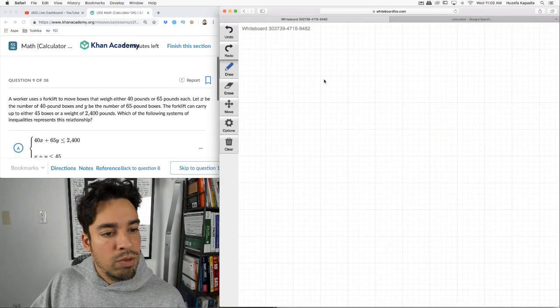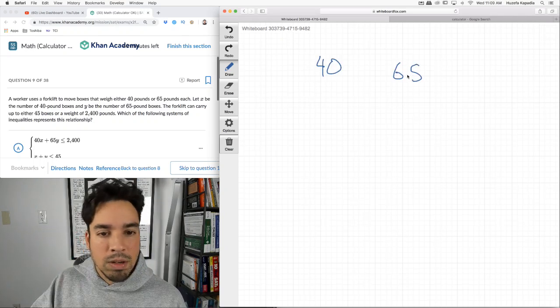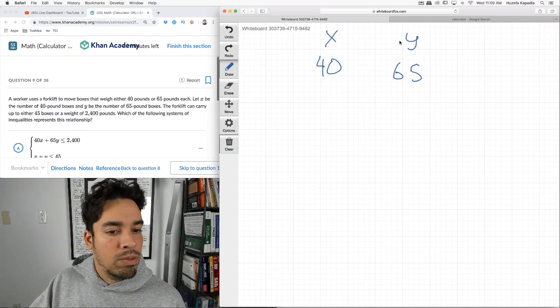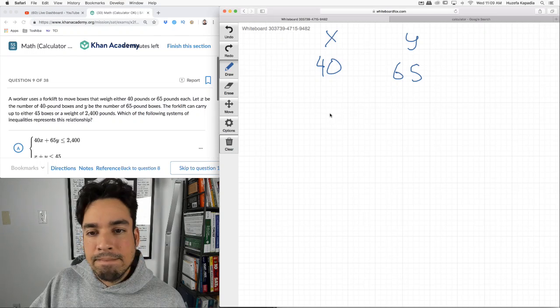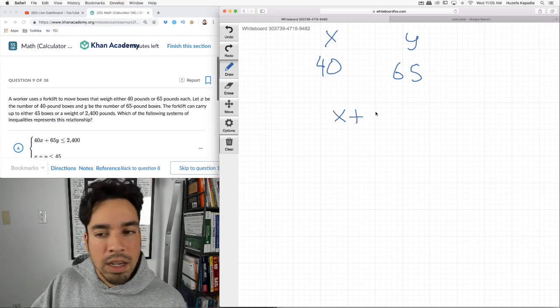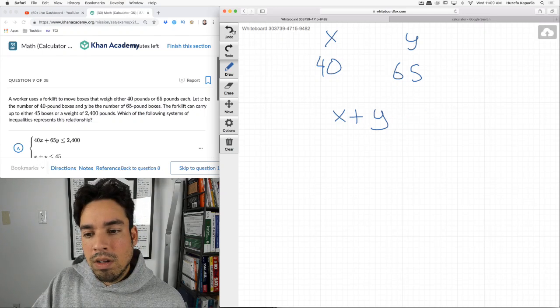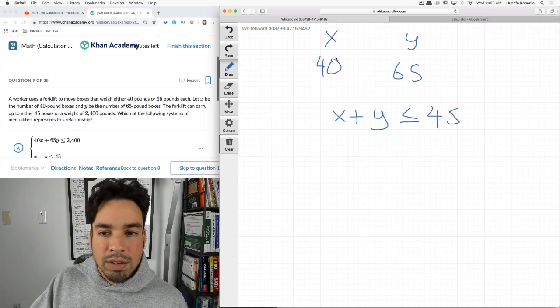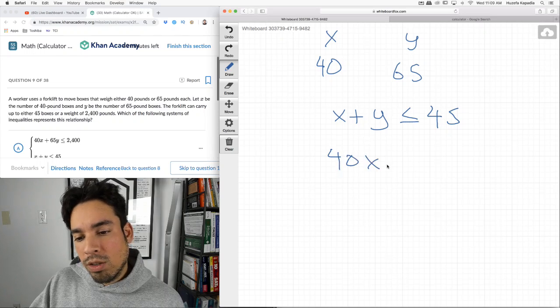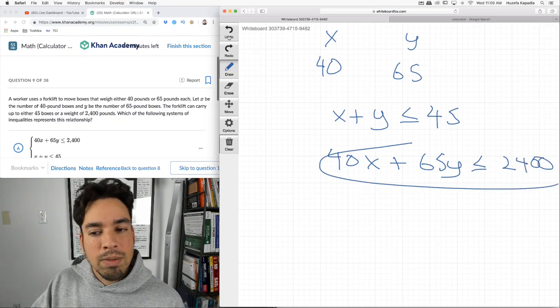A worker uses a forklift to move boxes that weigh either 40 or 65 pounds. Let X be the number of 40-pound boxes, Y be the number of 65-pound boxes. The forklift can carry up to either 45 boxes, aka X plus Y is less than or equal to 45, or a weight of 2,400 pounds, meaning 40 times X plus 65 times Y is less than or equal to 2,400. Those are the two inequalities that they're describing.